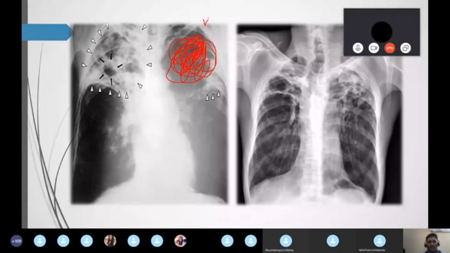Let's see what the classical signs we can see in TB. The most classical sign we're going to see in TB is the cavity. I think all of you can see the cavity, yes or no? Initially opacity will be there, later on you can see cavities very clearly. Can you see this X-ray? How nice, big cavities are there, yes or no? Everything, the exudates, come out and form big cavities.